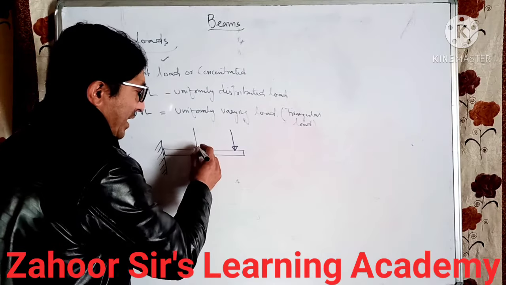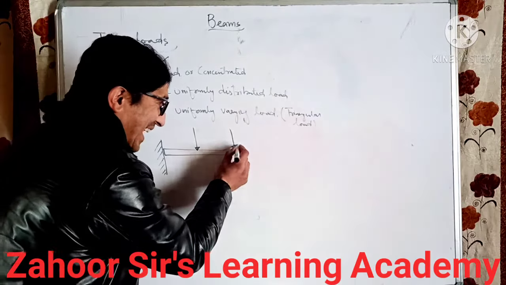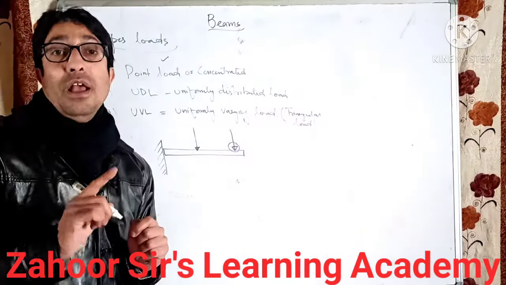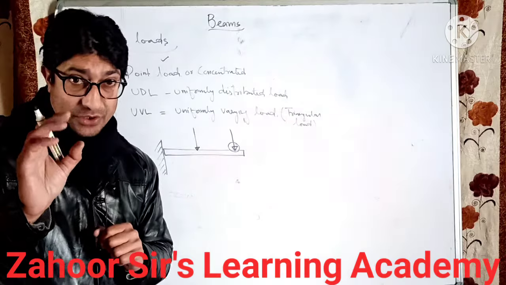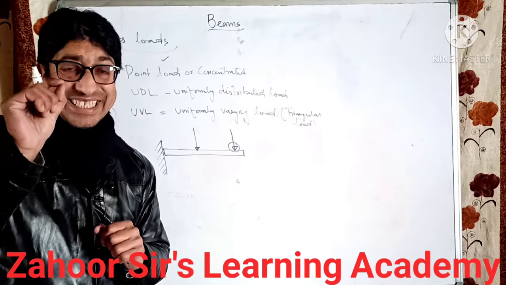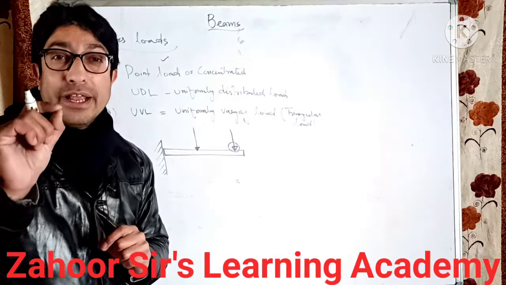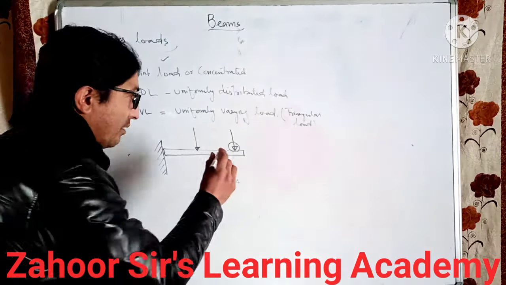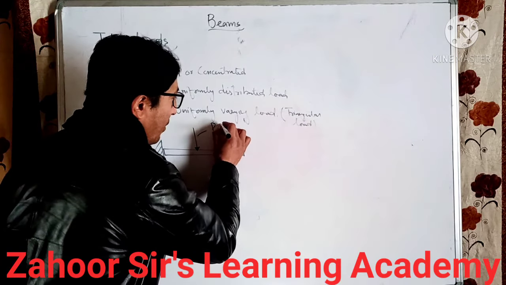Like maybe here and somewhere here. So a load which is acting at one single point, which is a point load, my dear students? A point load is a load which is acting at one single point. It is not spread over the area. It is concentrating at one single point. That load is called point load.